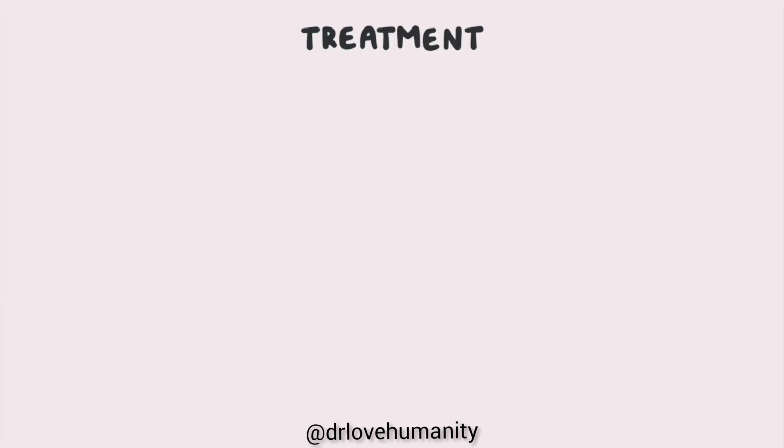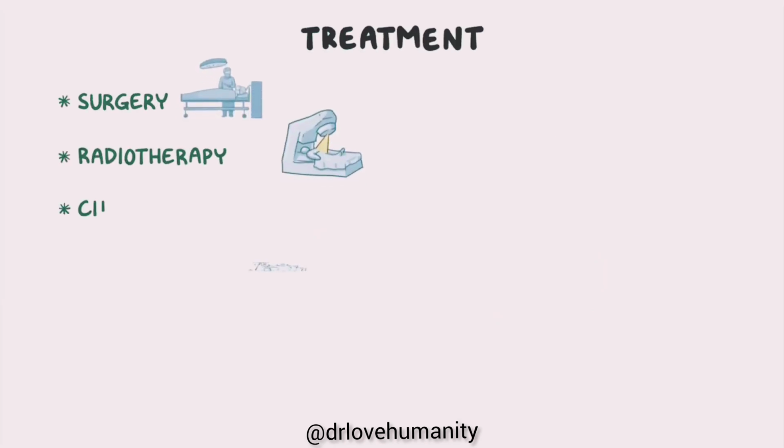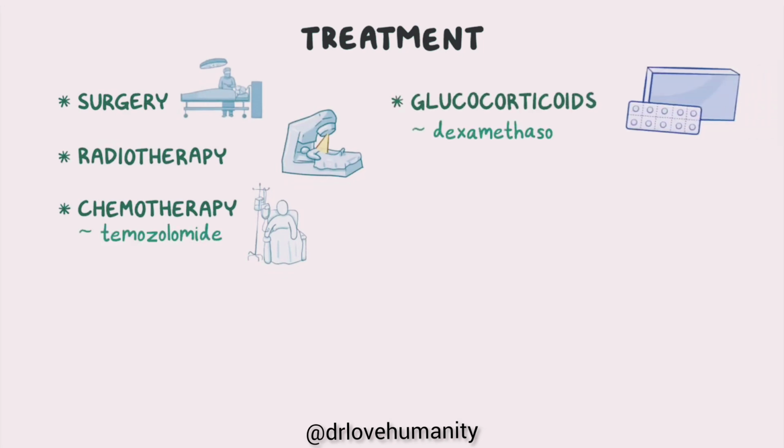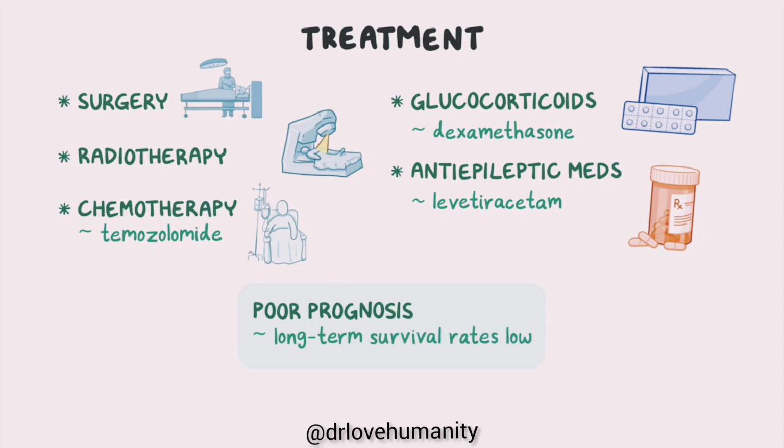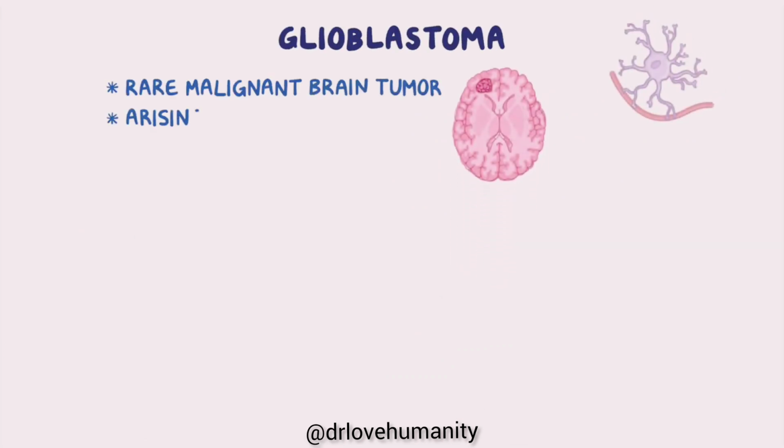Treatment of glioblastomas includes a combination of surgery, radiotherapy, and chemotherapy with agents like temozolomide. Additionally, glucocorticoids like dexamethasone can be given to help minimize cerebral inflammation, and seizures can be treated with anti-epileptic medications like levetiracetam. Unfortunately, glioblastomas have a poor prognosis, with long-term survival rates remaining low, even with current treatment. A number of different treatments have shown promise in clinical trials and aim to achieve more durable responses in the future.